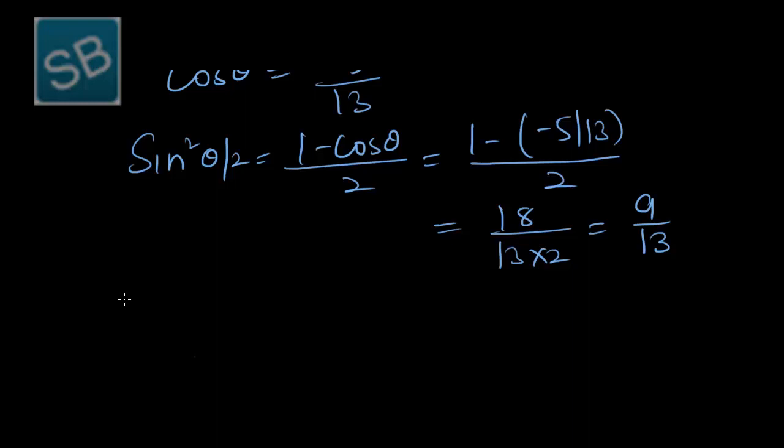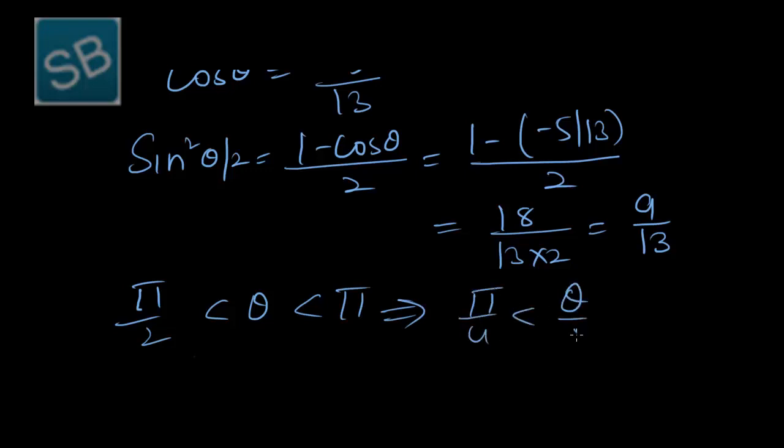As theta lying between pi by 2 to pi, what about theta by 2? It is lying in first quadrant. In first quadrant sin and cos both are positive. Therefore sin theta by 2 is plus 3 over under root 13.